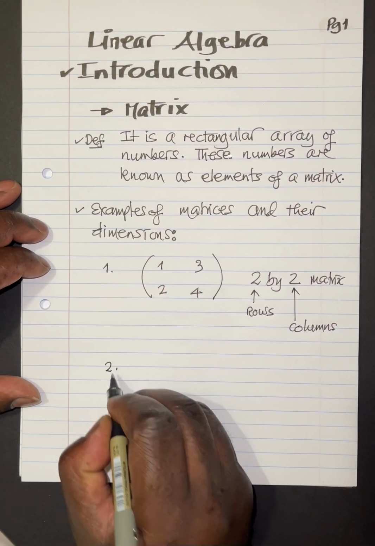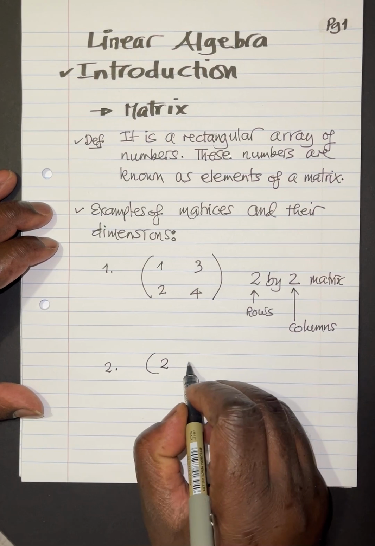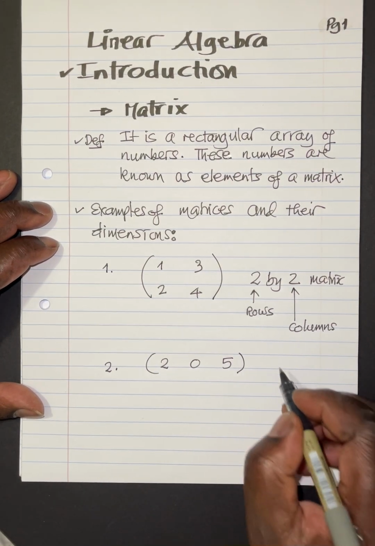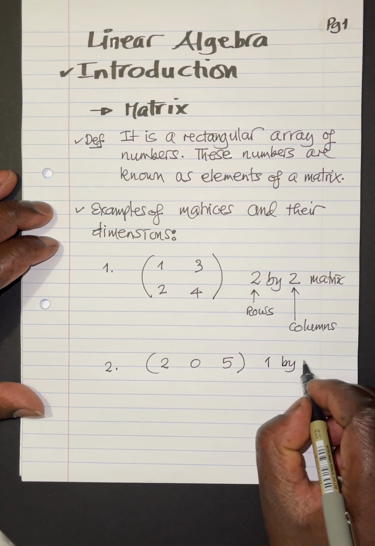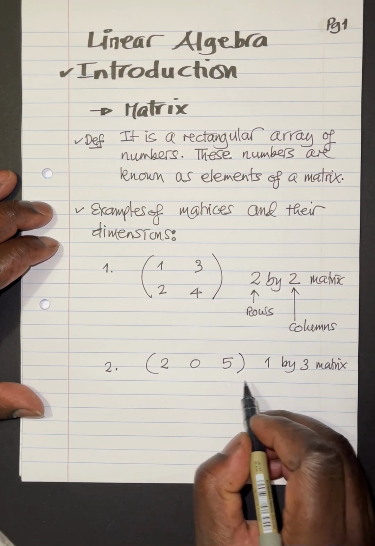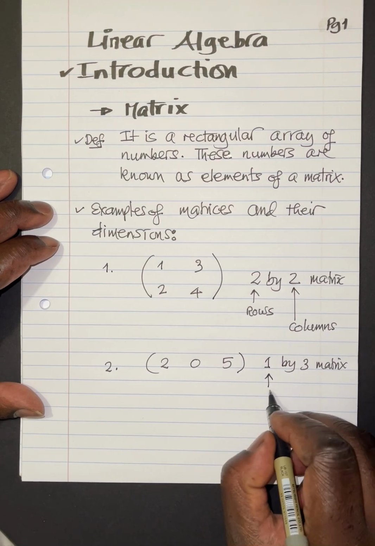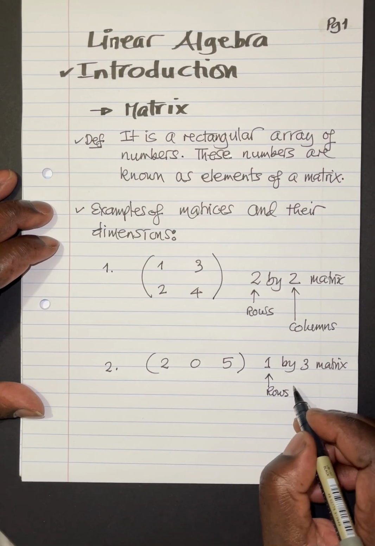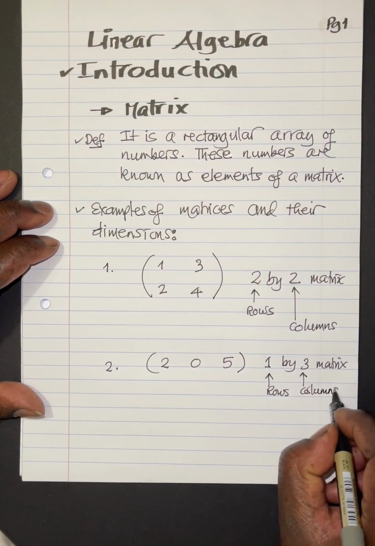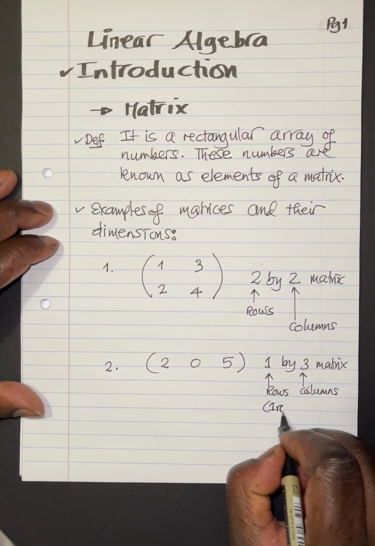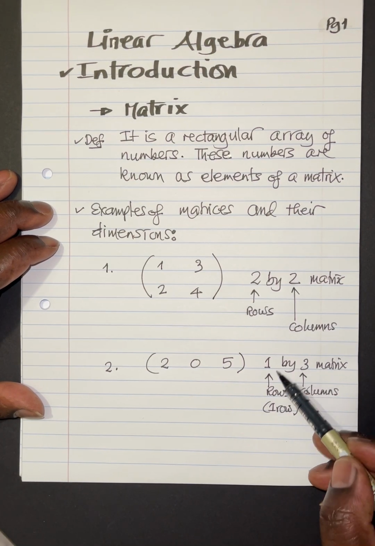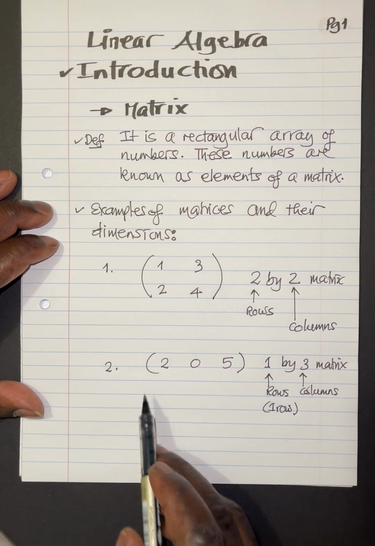Let me give another example. Example number 2. What if you have 2 and then 0 and then 5? There is only one row, but there are 3 columns. So this is actually a 1 by 3 matrix. Remember, the first number is the number of rows, and the second is the number of columns. We have one row and 3 columns. So this is a 1 by 3 matrix.